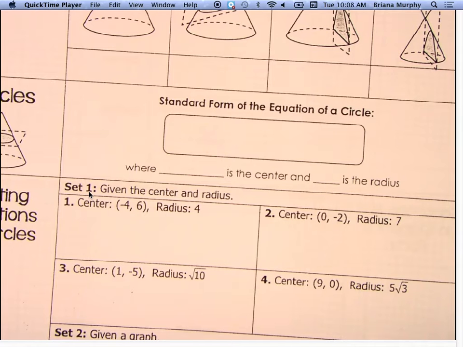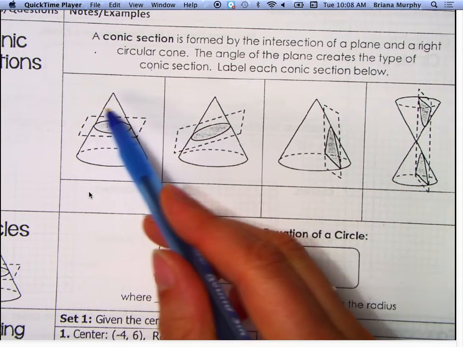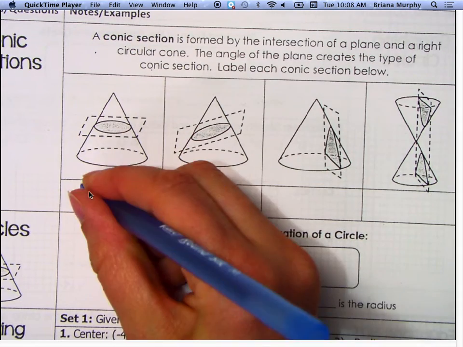Let's discuss a little bit what conics are first. Conics are just shapes where you cut a cone by a plane, and we look at what different shapes you can make. The first shape right here that we cut by the cone, what shape do we think this is? Circle. It is a circle.